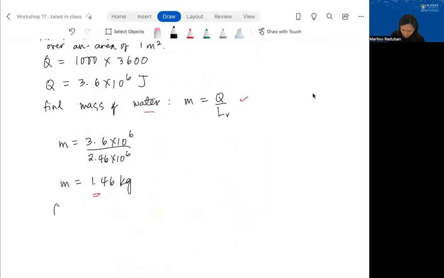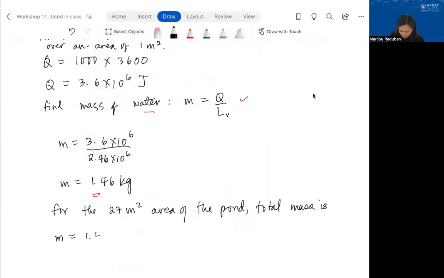So for the 27 square meter area of the pond, the total mass is this times 27, which is 39.42 kilograms. Good. Any other questions?